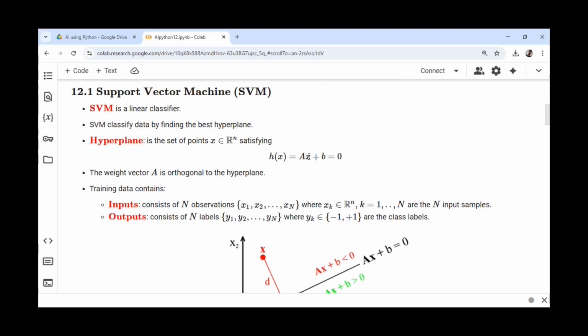For a 2D case, where x belongs to R2, the hyperplane will be a line, and for a 3D case, the hyperplane will be a plane. And in general, for n-dimensional data, the hyperplane is an n-1 dimensional linear surface.